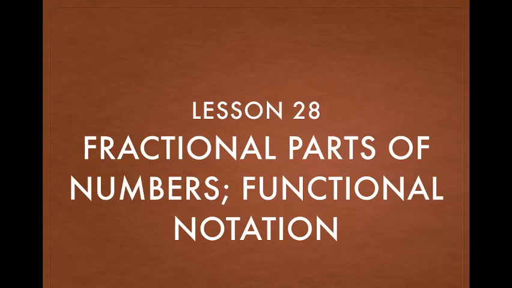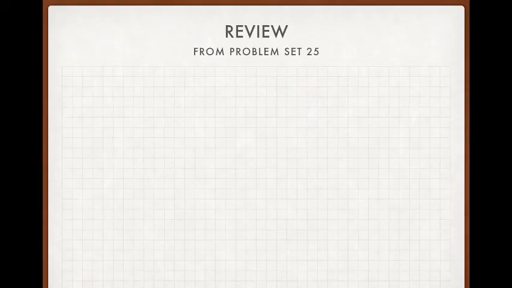Lesson 28, Fractional Parts of Numbers and Functional Notation. First, I want to review a few problems from the last couple of homeworks that I saw a number of guys had issues with. From problem set 25, number 23, we had to find the value of a times a cubed minus b if a equals negative 2 and b equals 3.